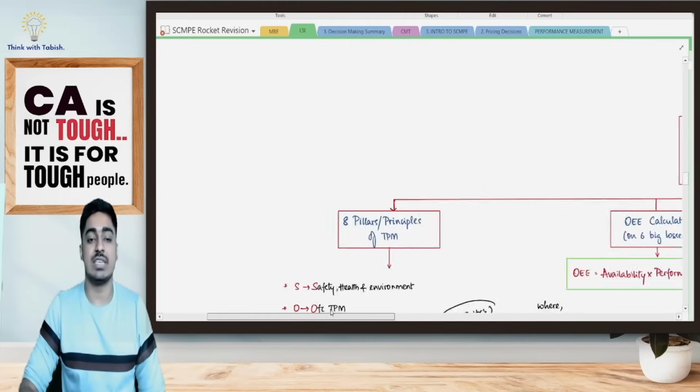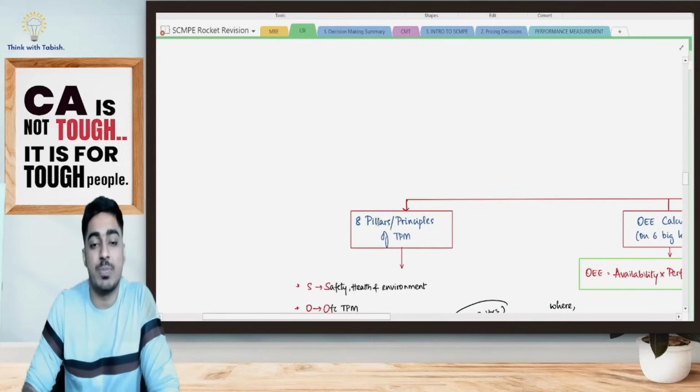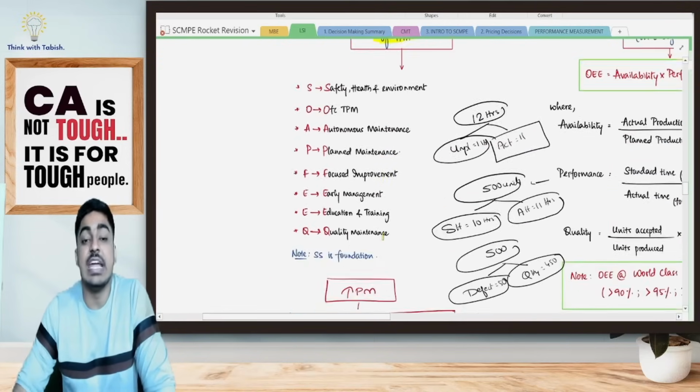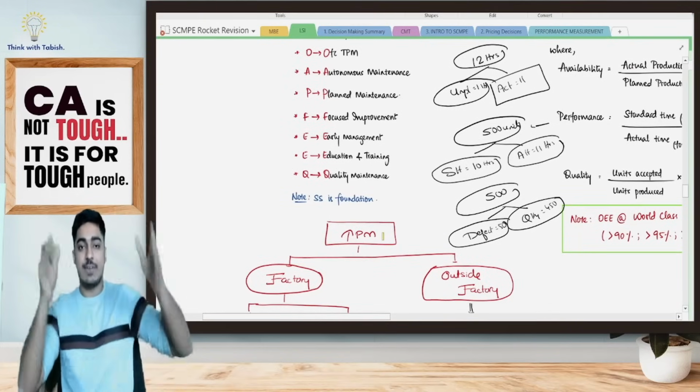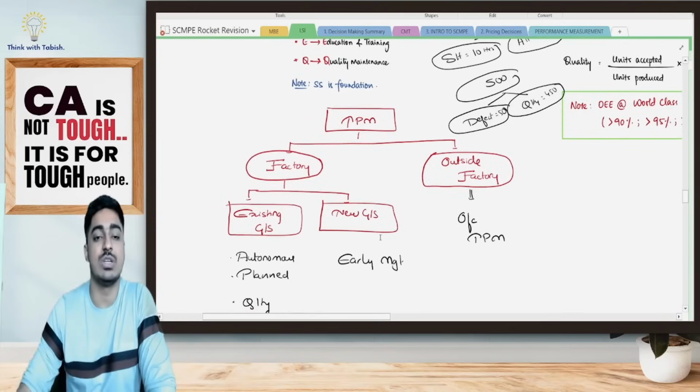Now, different things are there. Firstly, 8 pillars or principles of TPM. Yes, there are 8 pillars of TPM with 5S as the foundation. With 5S as the foundation, we have 8 pillars. What are the 8 pillars, students? Now look at this.